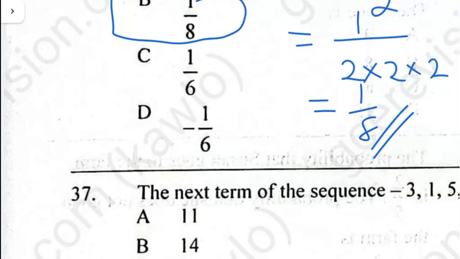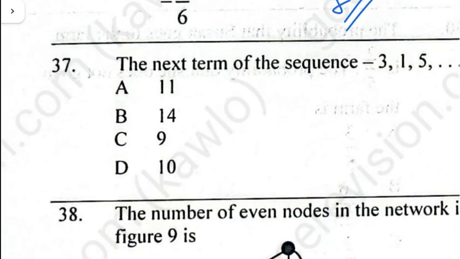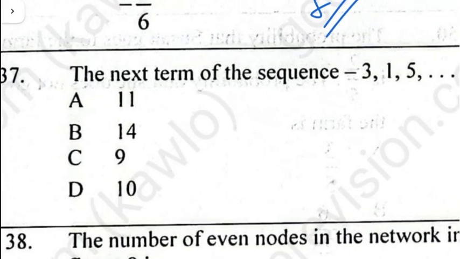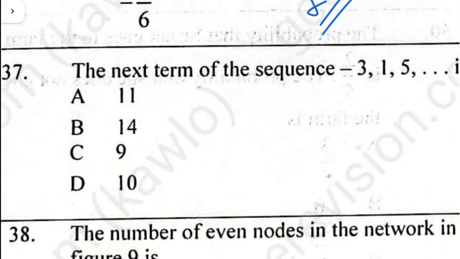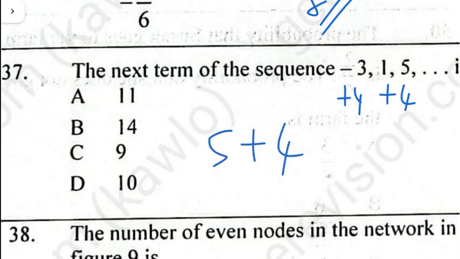Question 37. The next term in the sequence is, what's the next term here? So let's see what's been done from negative 3 to 1 and from 1 to 5. From 1 to 5 they've added 4. Let's see what they did from negative 3 to 1. They also added 4. So the next term is going to be 5 plus 4, right? So the next term is 5 plus 4. We follow the same pattern, which is 9.